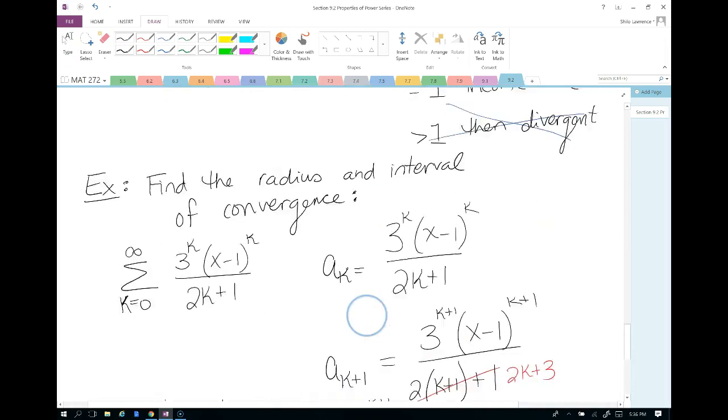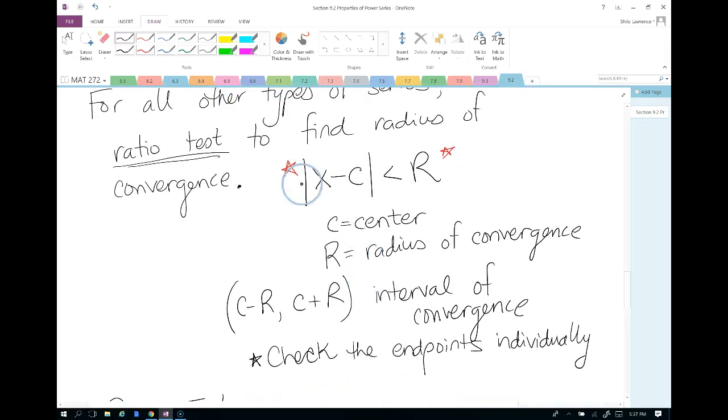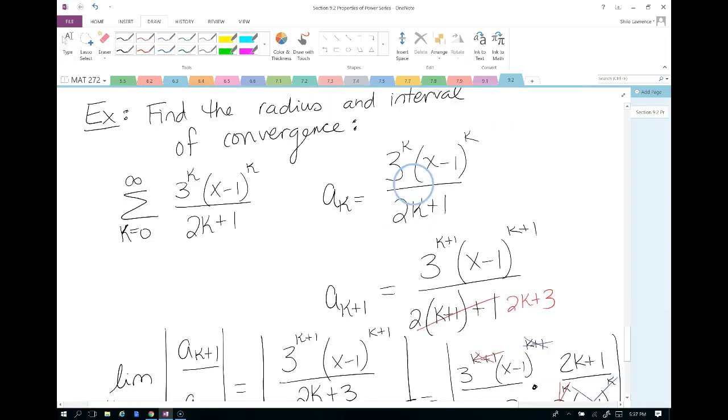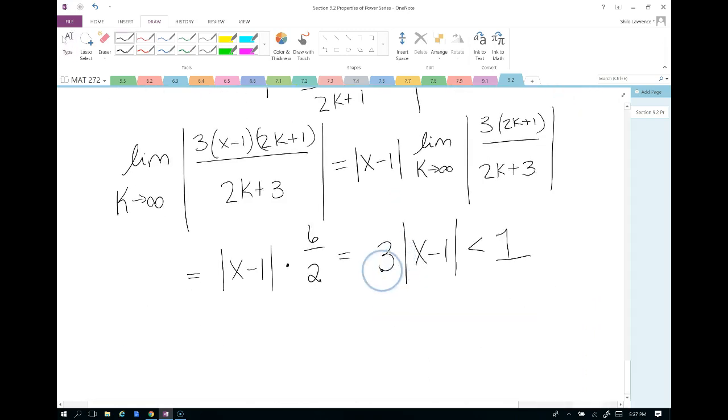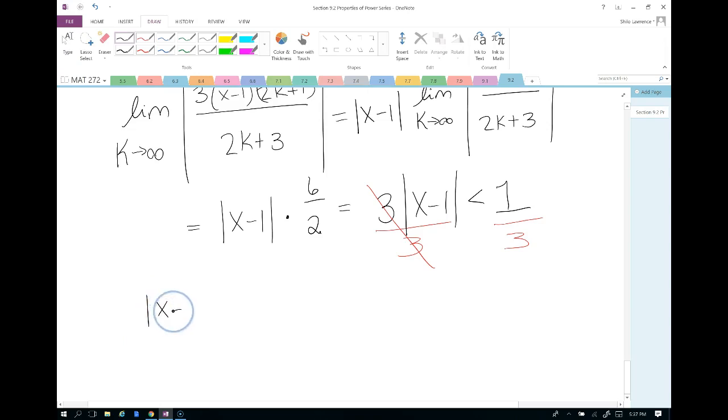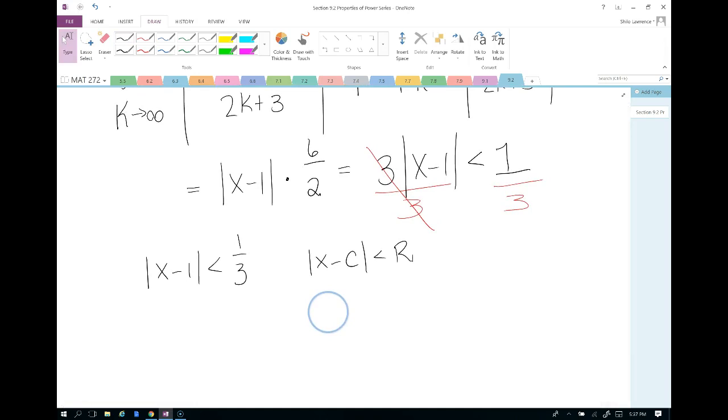So remember what we wanted the format to look like. We want to have absolute value of x minus our center is less than r. And we've almost got that. The only thing we need to fix is that times 3 in the front. So I'm going to divide that 3 over to the other side. So now I've got absolute value of x minus 1 is less than a third. This matches exactly with the format we had said above that we're looking for. So c is the center and r is the radius. If we match that with what we have, we've got a center of 1 and a radius of 1/3.